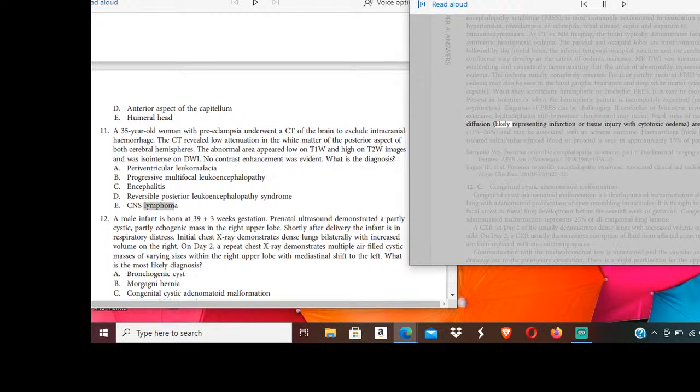Focal areas of restricted diffusion, likely representing infarction or tissue injury with cytotoxic edema, are uncommon, 11% to 26%, and may be associated with an adverse outcome. Hemorrhage, focal hematoma, isolated sulcal/subarachnoid blood or protein, is seen in approximately 15% of patients.